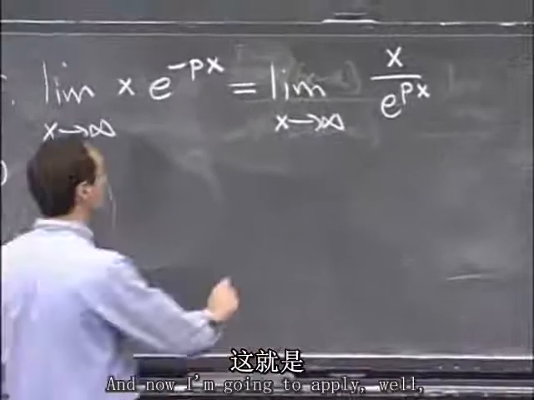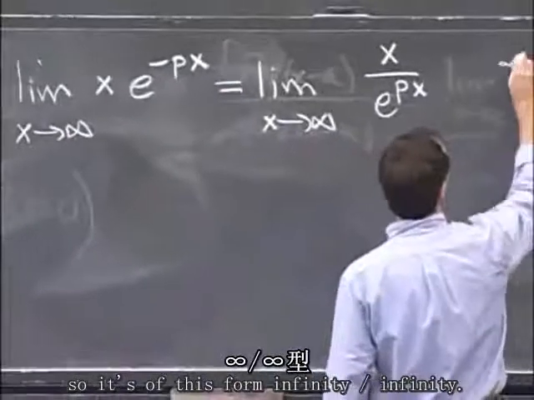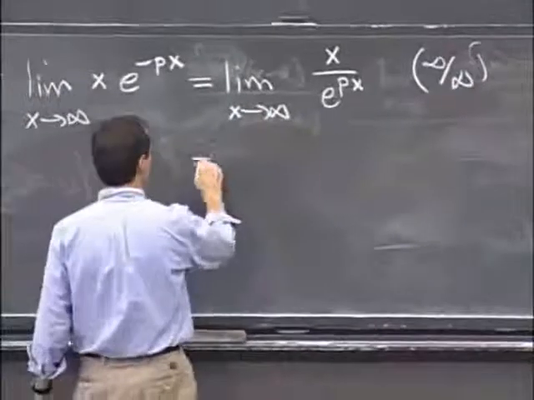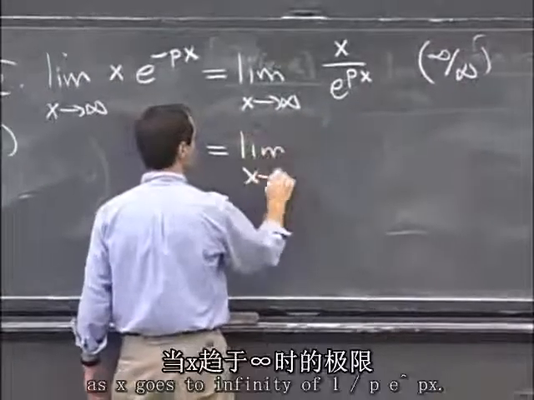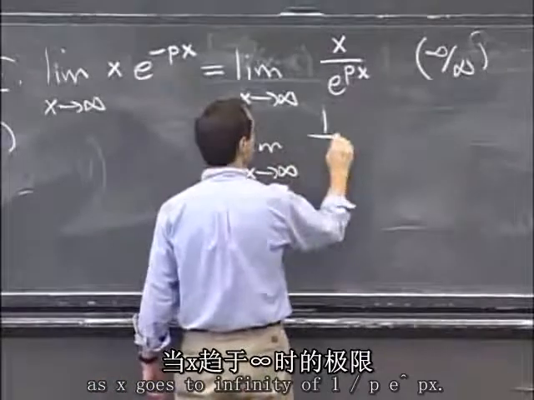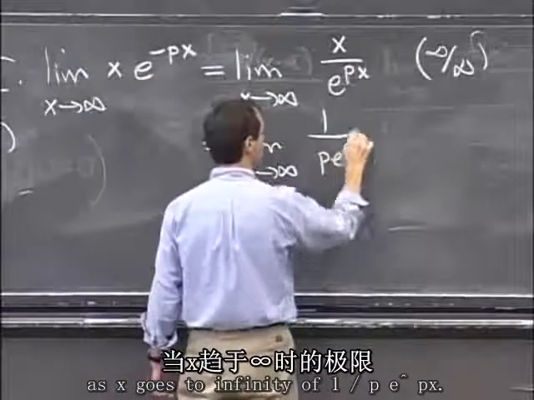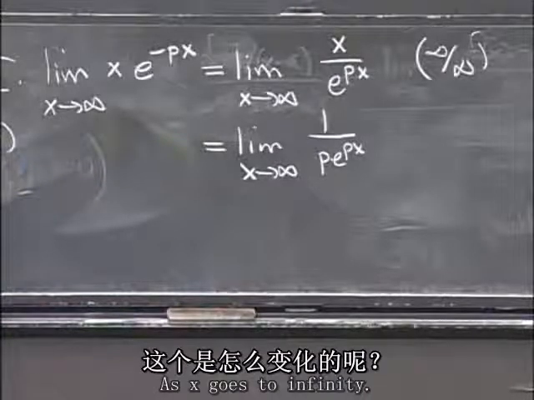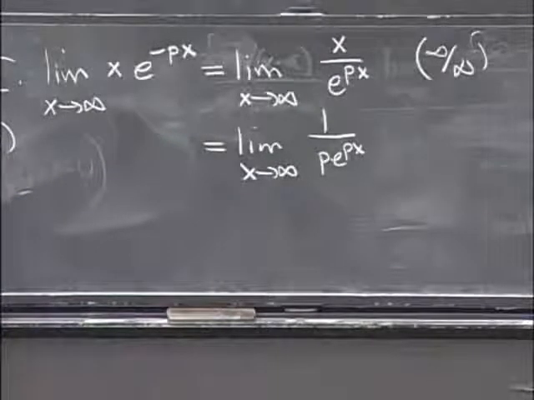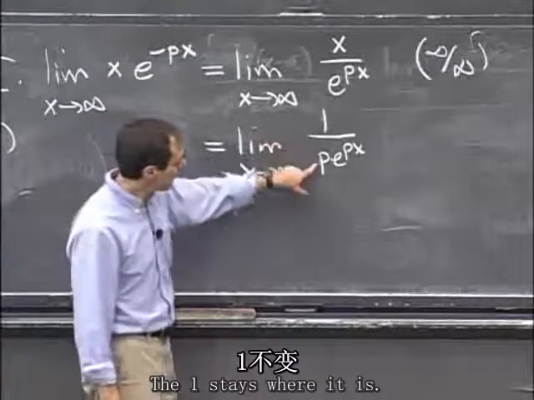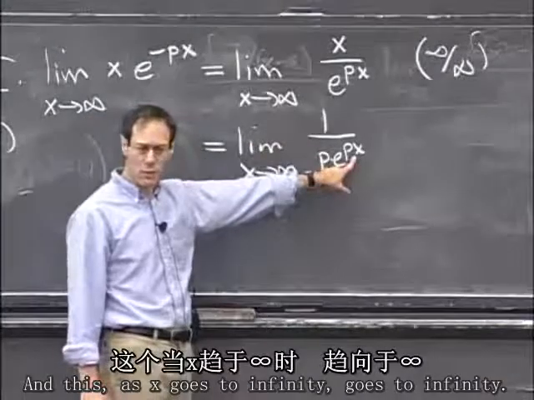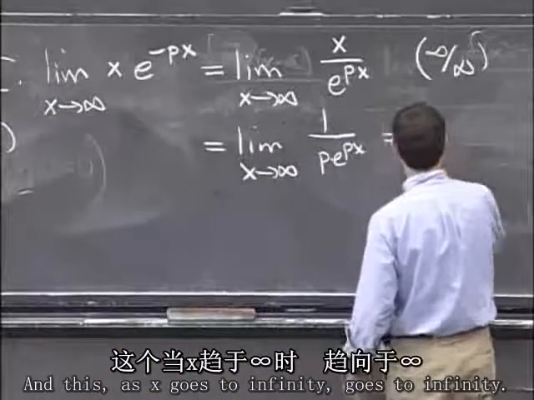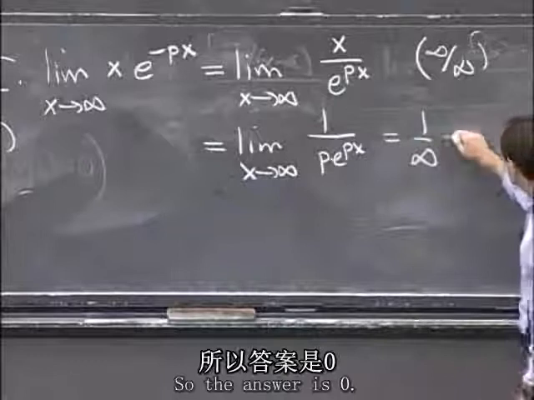And now I'm going to apply, so it's of this form infinity over infinity. So we're okay with that. And now that's the same as the limit as x goes to infinity of 1 divided by p e to the px. So where does that go as x goes to infinity? Now we can decide. The 1 stays where it is, and this, as x goes to infinity, goes to infinity. All right, so the answer is 0.